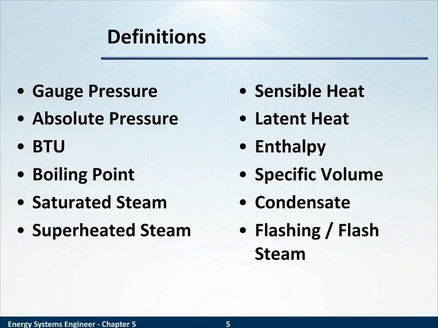Let's begin with the gauge pressure. Gauge pressure is what you think it is. It's the pressure on a gauge in a regular circumstance. It does not account for or compensate for the atmospheric pressure. Absolute pressure, on the other hand, is the gauge pressure plus 14.7 pounds per square inch. That is in addition. That is the pressure that the atmosphere provides.